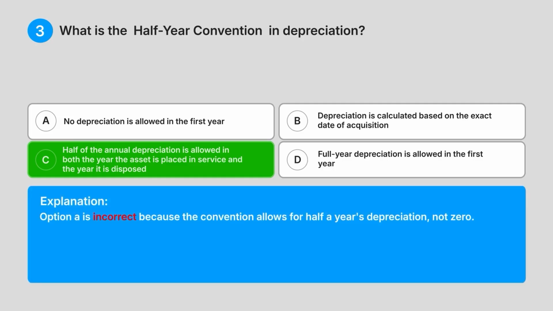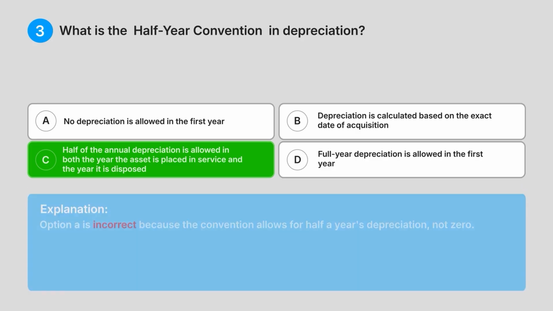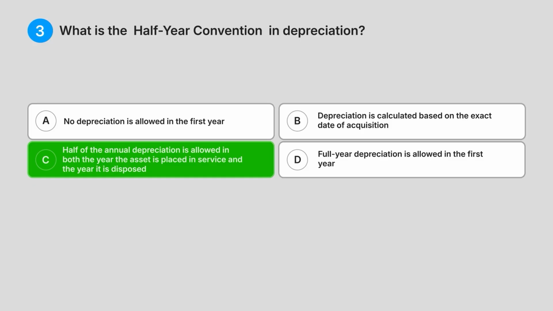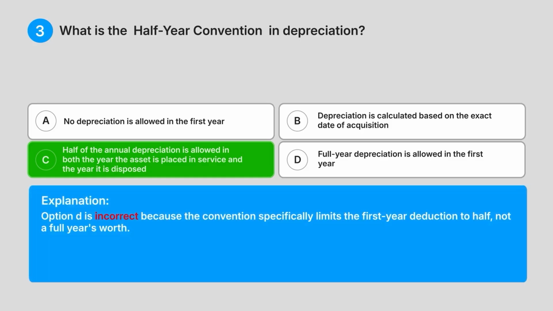Option A is incorrect because the convention allows for half a year's depreciation, not 0. Option B is incorrect because the very purpose of a convention like this is to avoid having to calculate depreciation based on the exact date of acquisition, which would be more complex. Option D is incorrect because the convention specifically limits the first-year deduction to half, not a full year's worth.